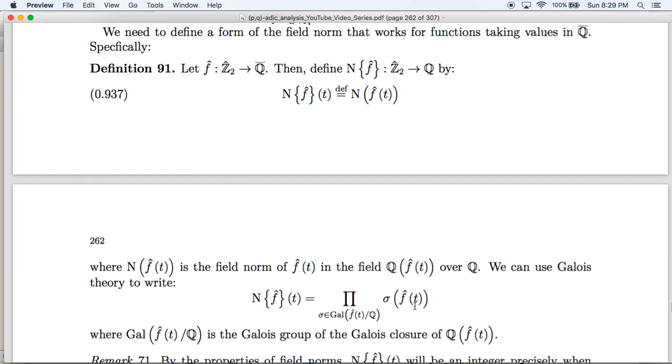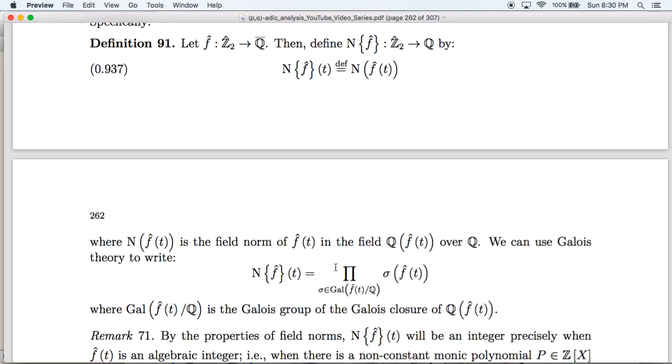What we're going to do is define a form of the field norm that works for functions taking values in q bar. Recall that given an algebraic number f hat of t, N of f hat of t is the field norm of f hat of t in the field Q of f hat of t. In other words, it's the field norm of f hat of t over the smallest number field containing f hat of t. Then the operator N of f hat, at every value t, takes the value equal to the norm of f hat of t over the smallest field containing f hat of t.